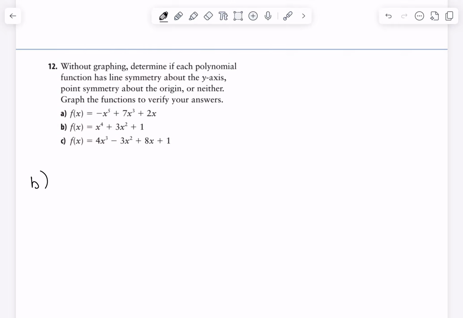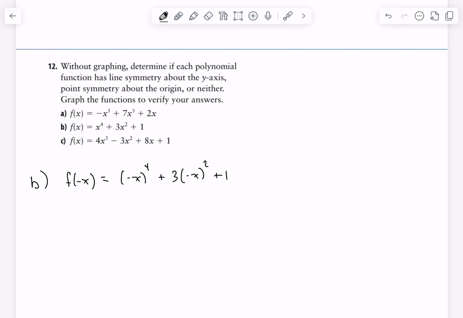Okay, so in part B, same as the last one, we're trying to again determine whether or not there is some sort of symmetry that exists here, whether it be point or line symmetry or neither. And so the test for doing so is to input negative x into the function in question and see what comes out on the other side, right? And so what I'm going to do is just evaluate this function at negative x and see what comes out.